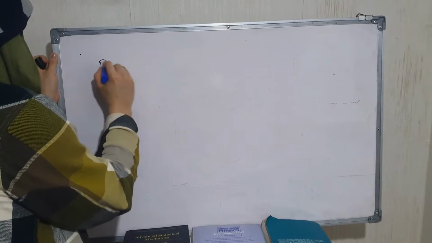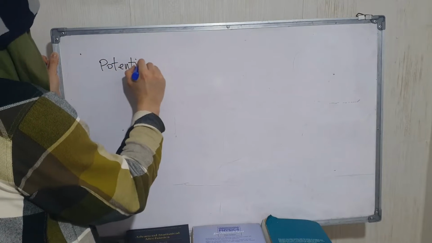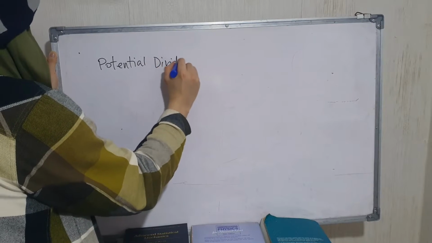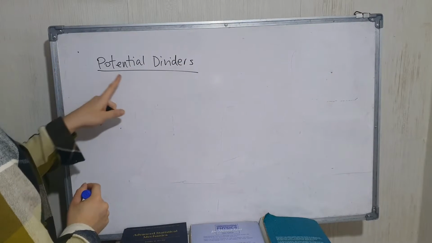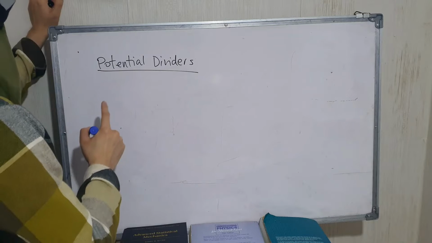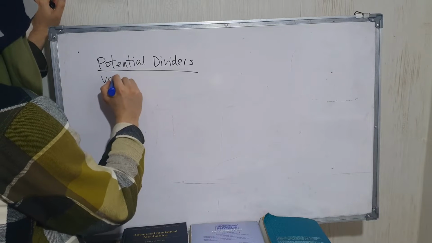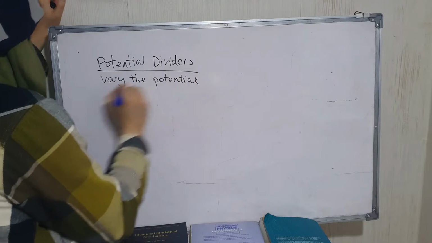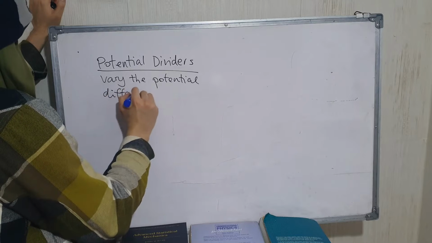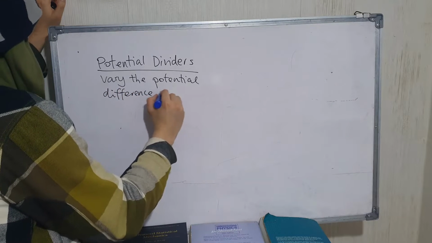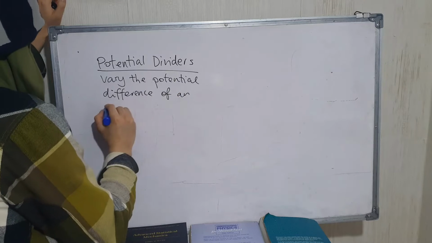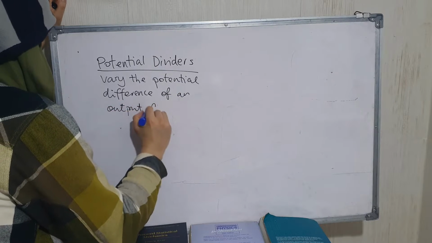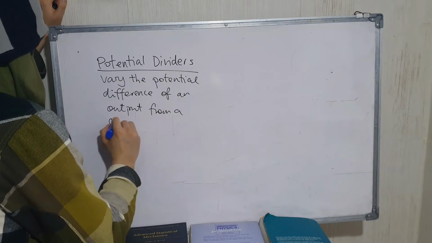We're going to be talking about potential dividers. Okay, so what did potential dividers do? What they do is that they vary the potential difference of an output from a component.